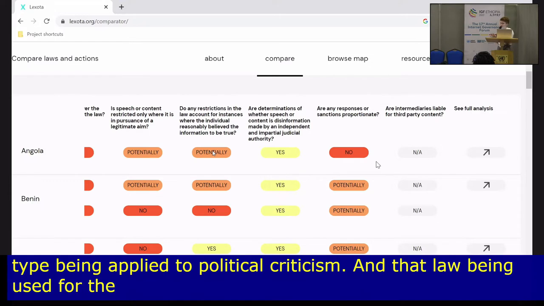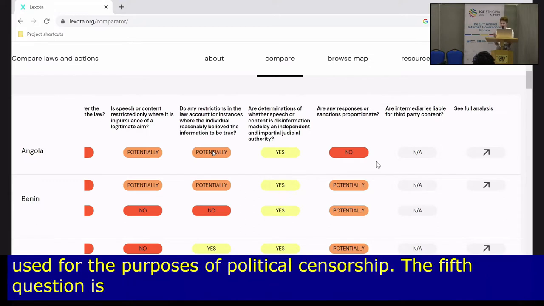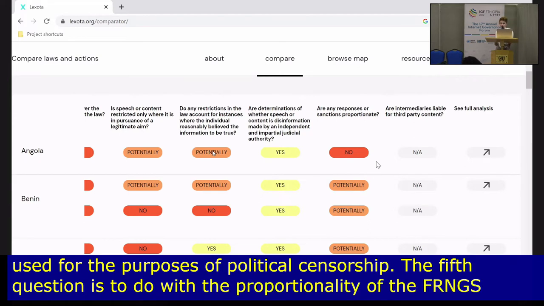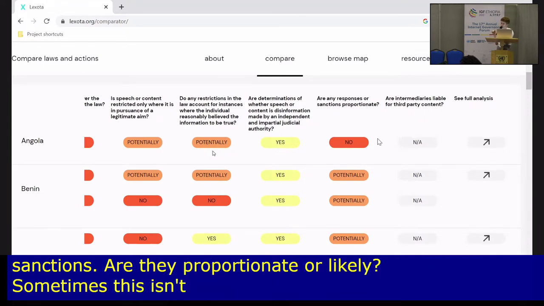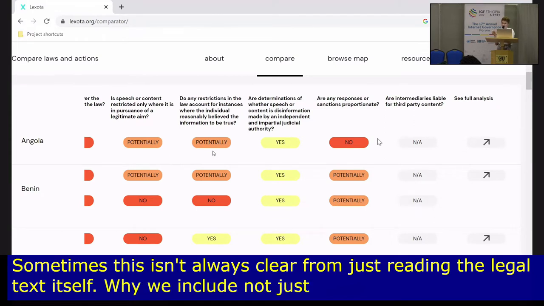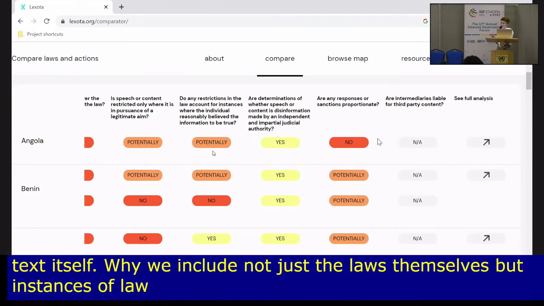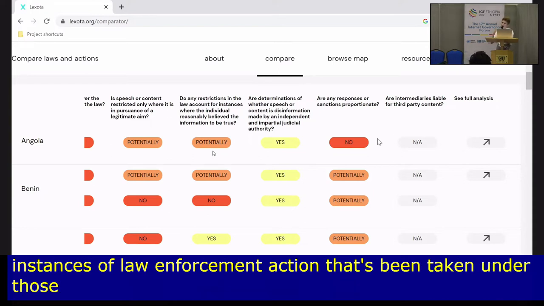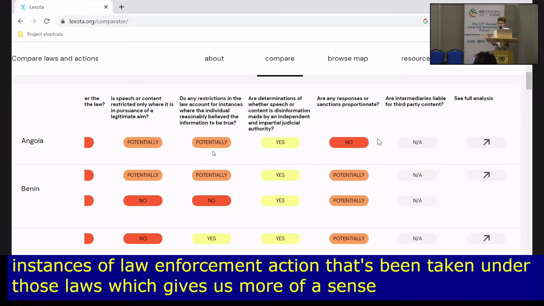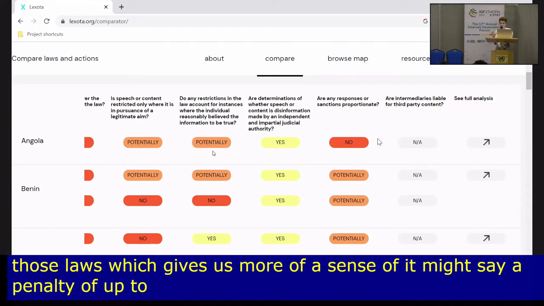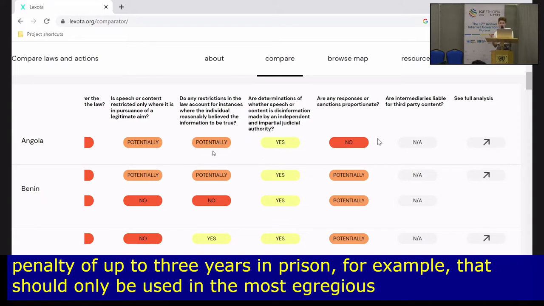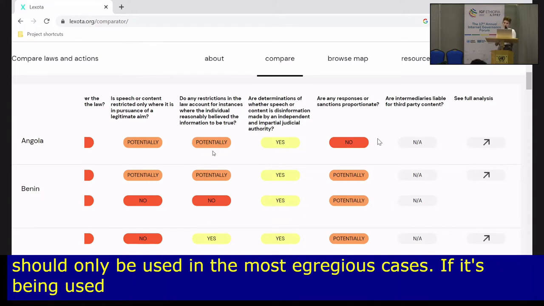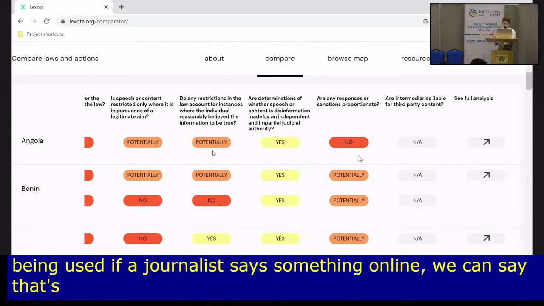The fifth question is to do with the proportionality of the sanctions. We ask, are they proportionate, or likely to be proportionate when the law is enforced? Sometimes this isn't clear from just reading the legal text itself, which is why in LEXOTA we include not just the laws themselves, but also instances of law enforcement action taken under those laws. It might say a penalty of up to 3 years in prison, for example, which should only be used in the most egregious cases. If it's being used against a journalist who says something online that the government doesn't like, we can clearly say that's not a proportionate penalty and would therefore fail that element of the three-part test.